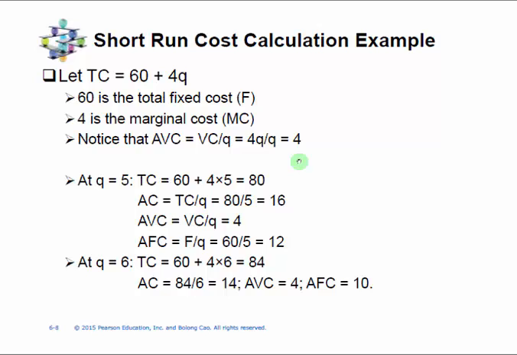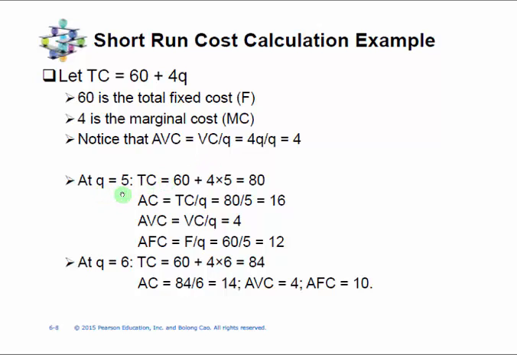They're the same 4, but again, the marginal cost is a different concept than the average variable cost. It's just in this particular functional form that the marginal cost is equal to the average variable cost. Okay, let's look at some calculation examples.